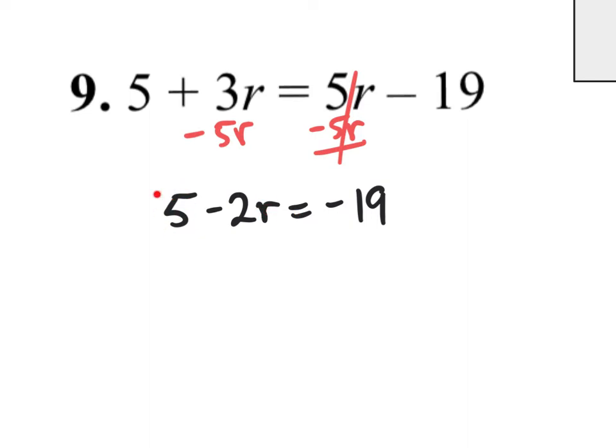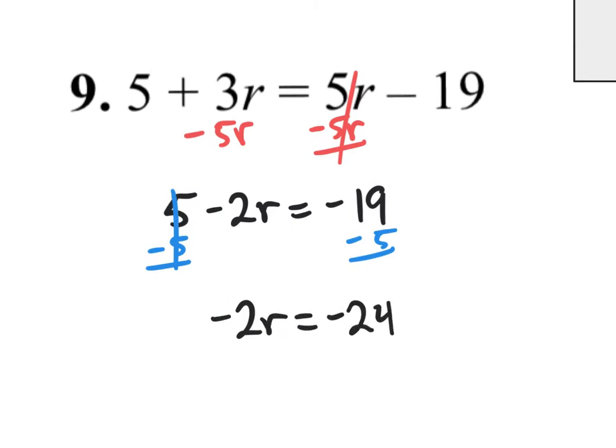Let's get rid of this positive 5 by subtracting 5. What you do to one side, do to the other, subtract 5. You have negative 2r, bring down the equal sign, and what is negative 19 minus 5? That's negative 24. So what this really says is negative 2 times r equals negative 24.